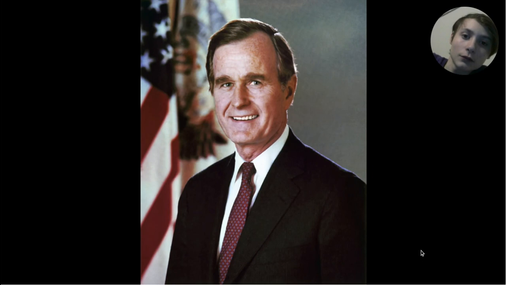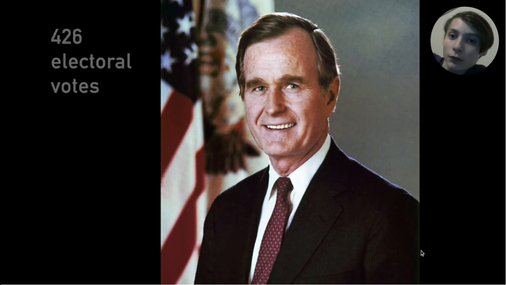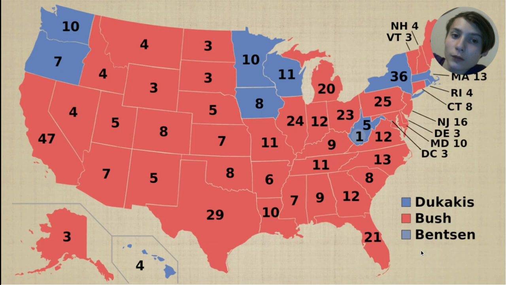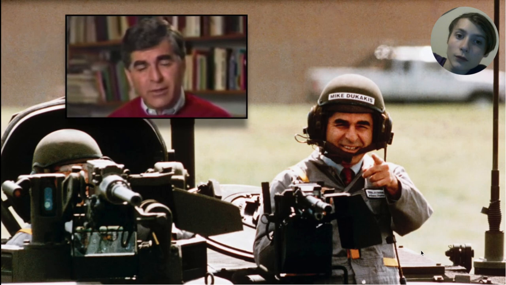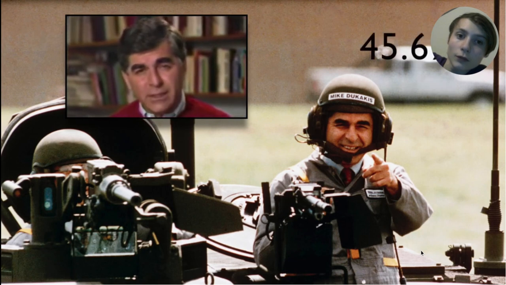And here are the results. George Herbert Walker Bush easily won, becoming the 41st president in American history. He received 426 electoral votes and 53.4% of the popular vote. Surprisingly, since this election, no candidate has been able to match or surpass these numbers. Michael Dukakis received just 111 electoral votes and 45.6% of the popular vote.